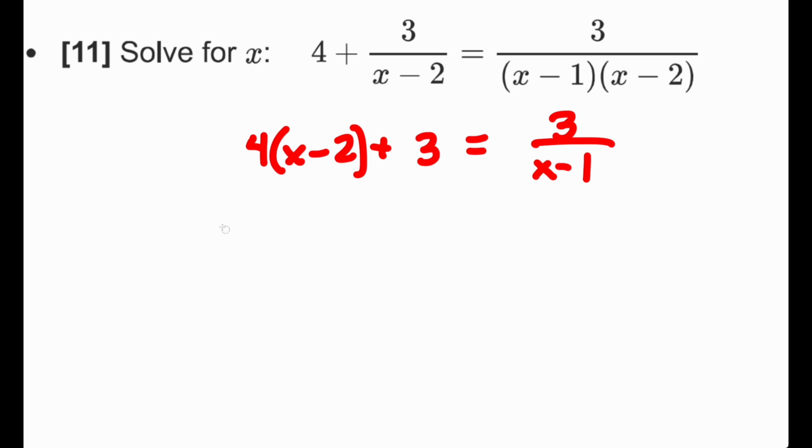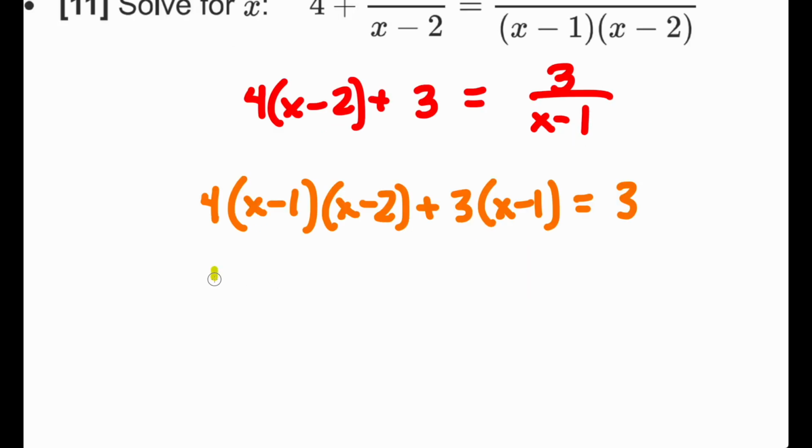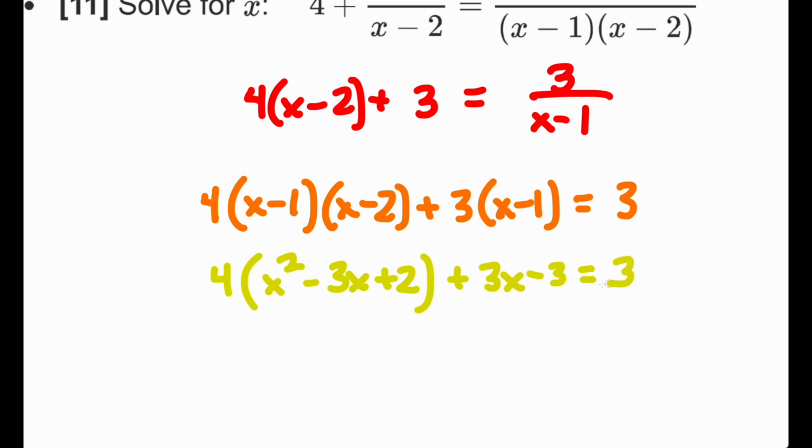Okay, we still have a fraction, so we're going to multiply both sides by x minus 1. So it's going to be 4 times x minus 1 times x minus 2. I multiplied that by x minus 1. I'm going to multiply the 3 by x minus 1. And then when I multiply the right side by x minus 1, it's just going to cancel out the denominator, so you have 3. From here, I'm going to distribute it out. So you'll have x squared minus 3x plus 2 plus 3x minus 3 equals 3.